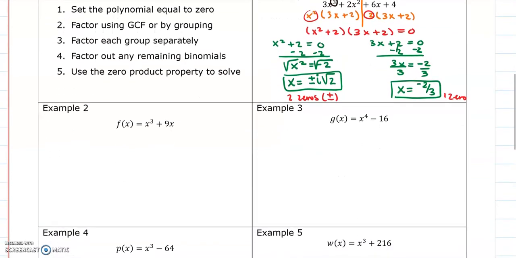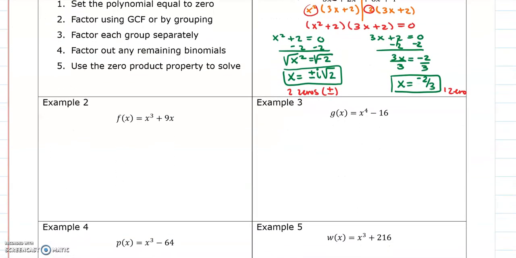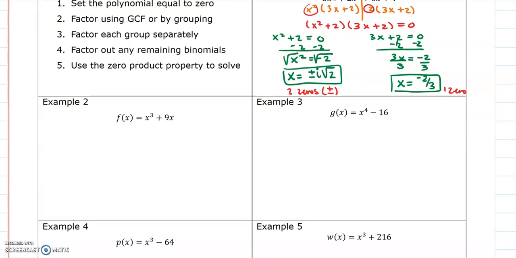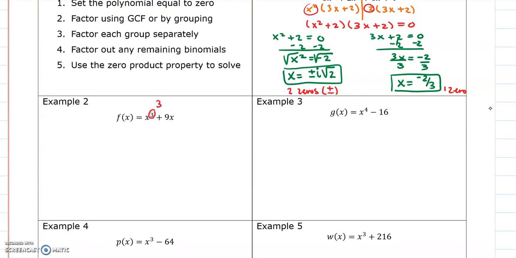All right, let's go ahead and look at example 2. I have, again, a third power, so we should have 3 zeros. Now I have x cubed plus 9x. I'm going to go ahead and set that equal to 0. Now, I don't have multiple terms. This isn't a sum or difference of cubes. All that they have in common is an x. So I can go ahead and factor out an x and get x squared plus 9.